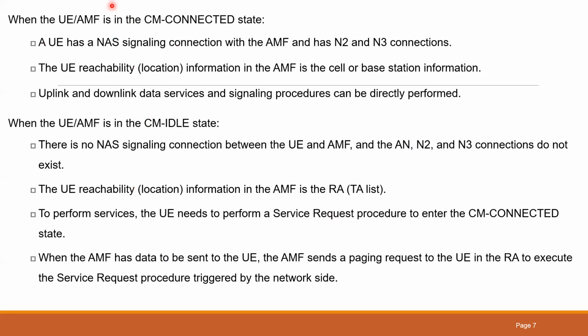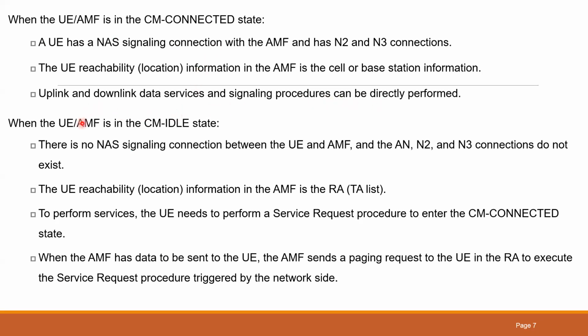When the UE and AMF are in connected state, the UE has a NAS signaling connection with AMF, and it has N2 and N3 connections. The N2 connection is with the access network, and the N3 connection is between the access network and the UPF, by way of the SMF. The UE reachability information is the cell and the base station information. So your exact cell and base station information is stored in the AMF when you are in connected state, and your uplink and downlink data services and signaling procedures can be performed when you are in connected state.